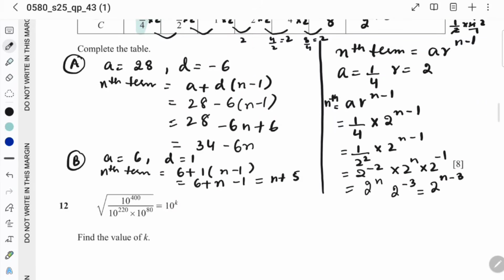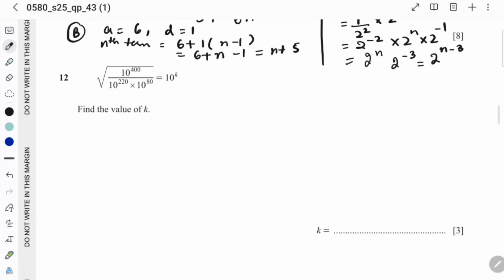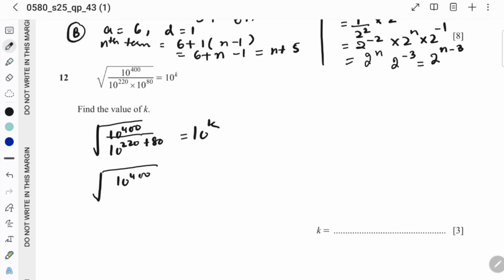It was an 8 marks question. Question number 12. In question number 12, you have 10 to the power of 400 divided by 10 to the power 220 plus 80, which is equal to 10 to the power of k. This is an indices question. Then 10 to the power 400 divided by 10 to the power 300 is equal to 10 to the power k. Now you subtract the powers because the same base is there and we are dividing: 10 to the power 400 minus 300. This is 10 to the power k.